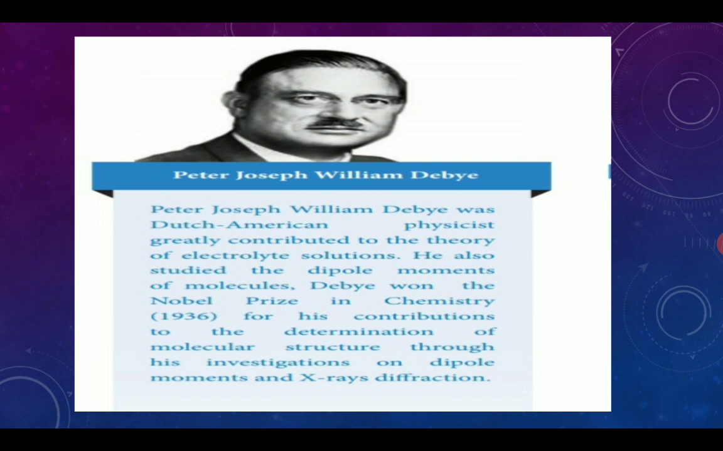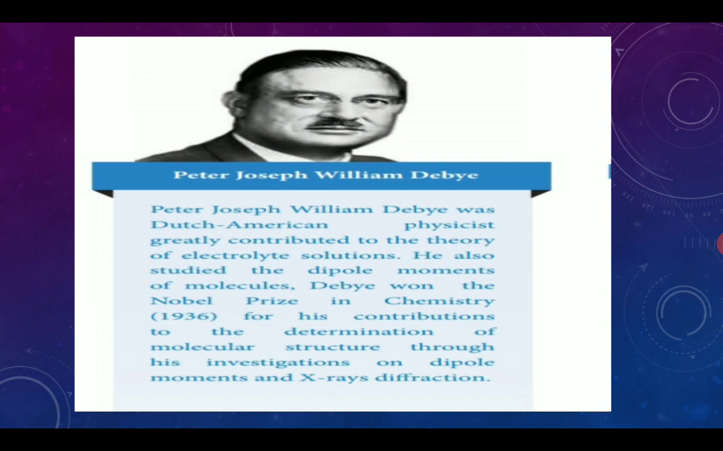So let us see Peter Joseph William Debye. He got the Nobel Prize for chemistry. So how he did it, let us see. He is a Dutch American physicist who greatly contributed to the theory of electrolyte solutions. He also studied the dipole moments of molecules.